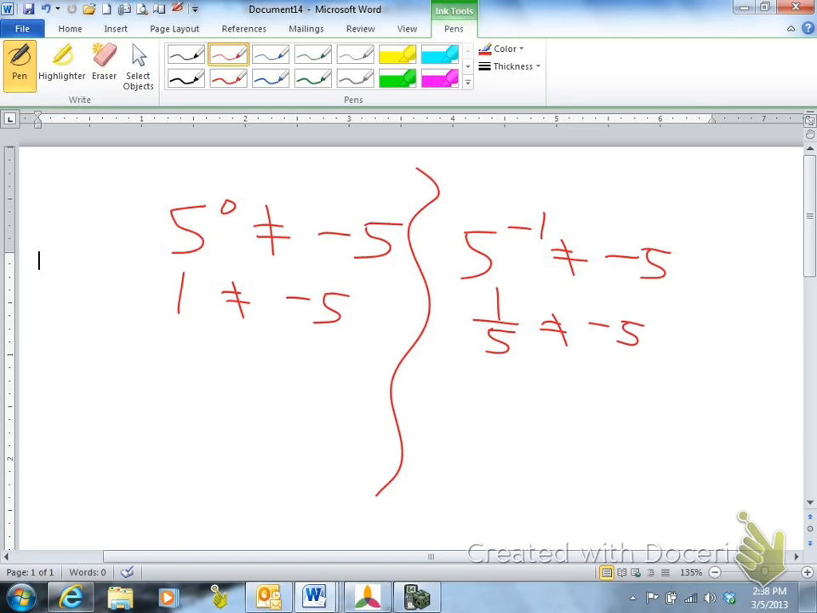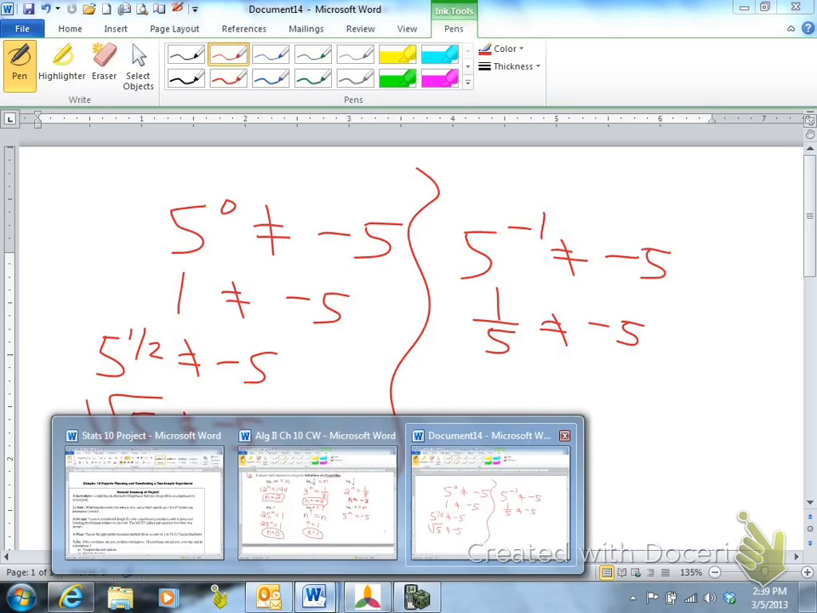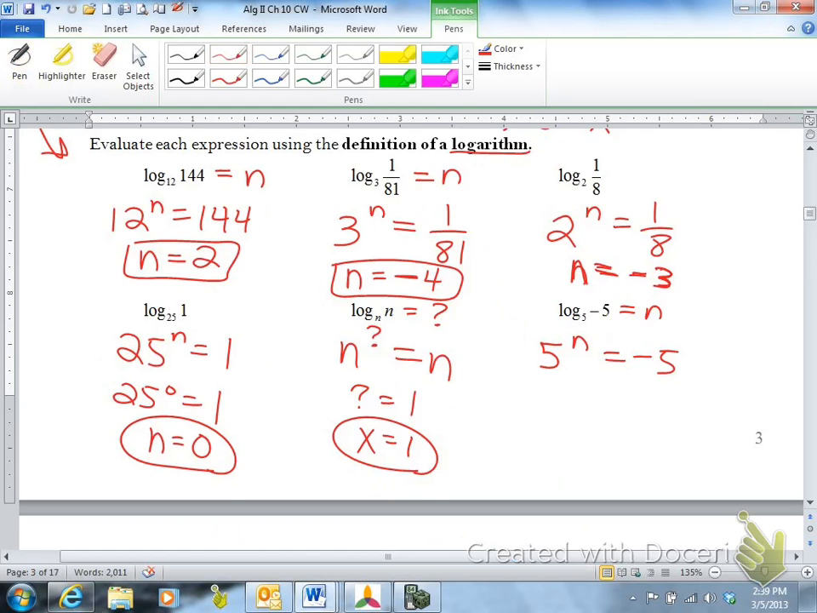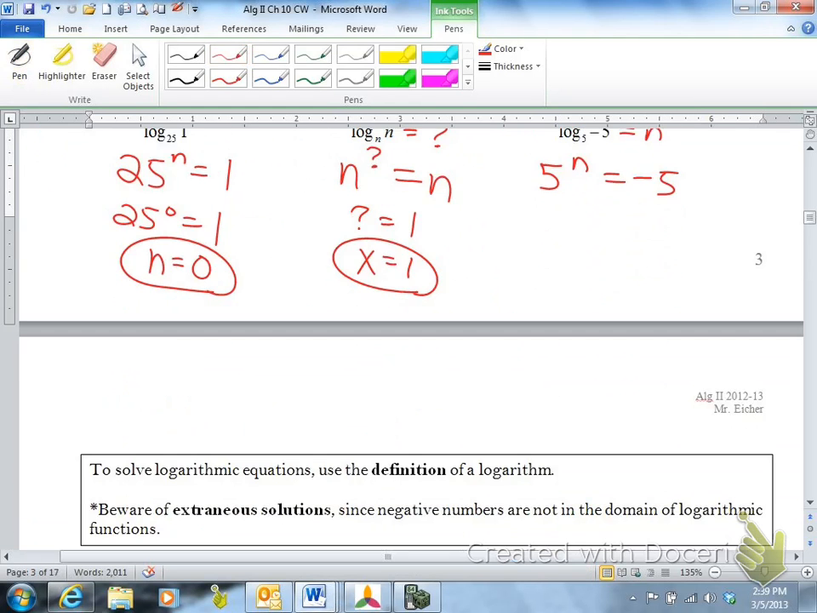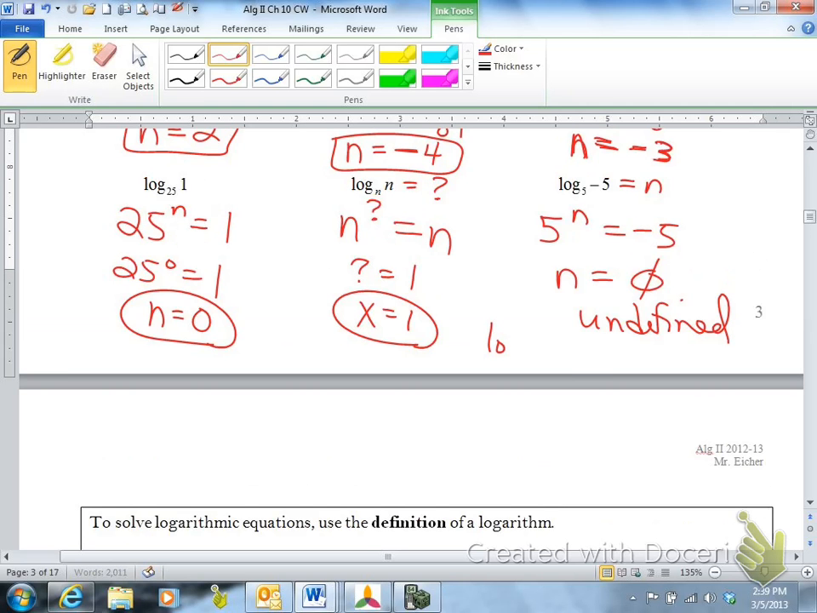What other numbers could you use? Maybe, how about to the 1/2? Does that equal -5? No, because that's the square root of 5 equals -5, and that's not true. So after you've tried a bunch of numbers, you realize nothing actually works. So we would say that the answer is undefined. There's no number that works to answer this equation. So anytime you have log of a negative number, you get undefined.